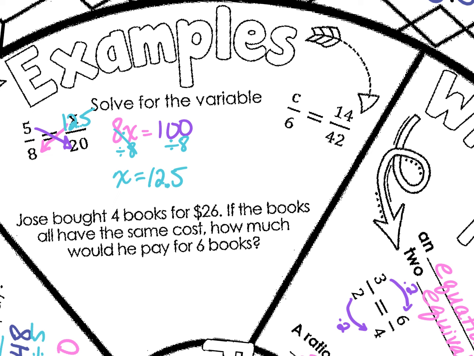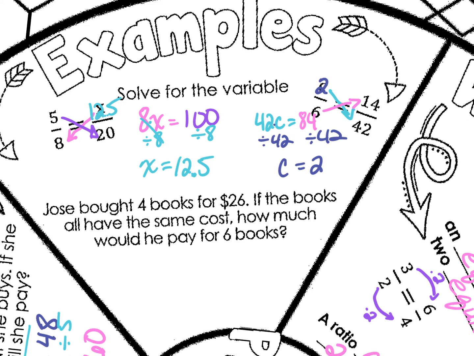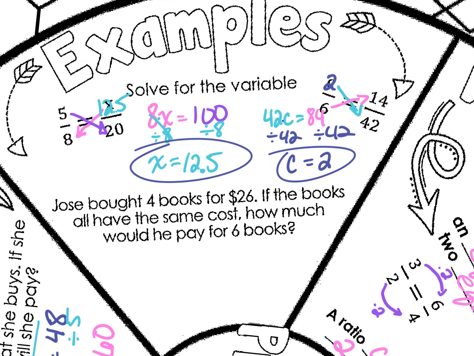Okay. So now we're going to look at the next one. I start with my variable, c times 42, so 42c equals, and then I go 6 times 14, which is 84. So cross multiply, then divide. So now, because this is multiplication, we're going to divide by 42, divide by 42, so c is equal to 2. And if I plug that in, when I cross multiply, I should get 84 equals 84. That's my check. So these are my answers.